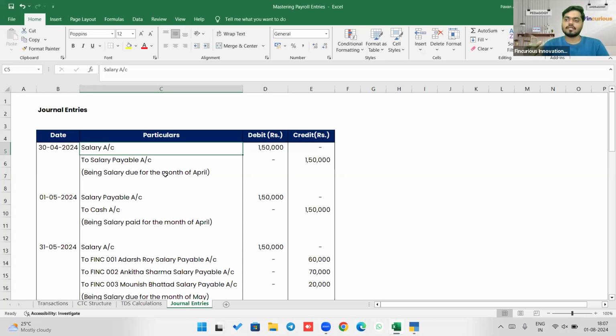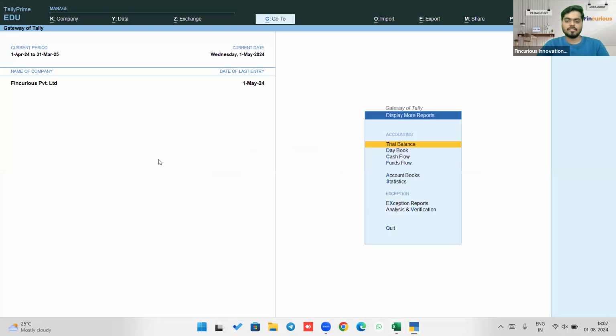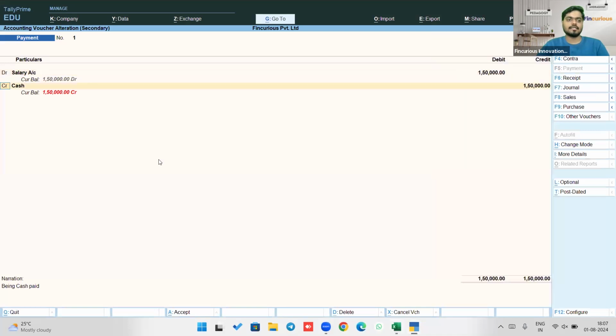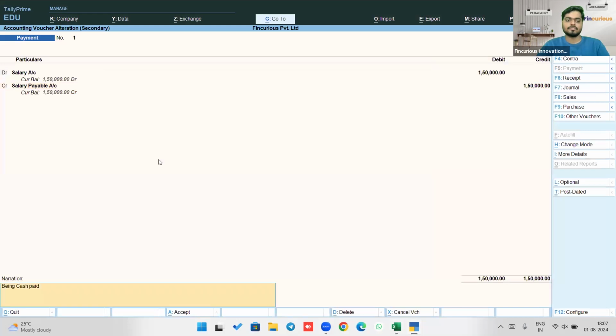But I shouldn't have done that, right? Because here we are told to pass the due entry. Here I have mistakenly passed the payment entry, right? So how to rectify it? I'll again go to display, daybook, open this, and here I can edit this credit to salary payable. So here, being due entry passed for the month of April 2024.